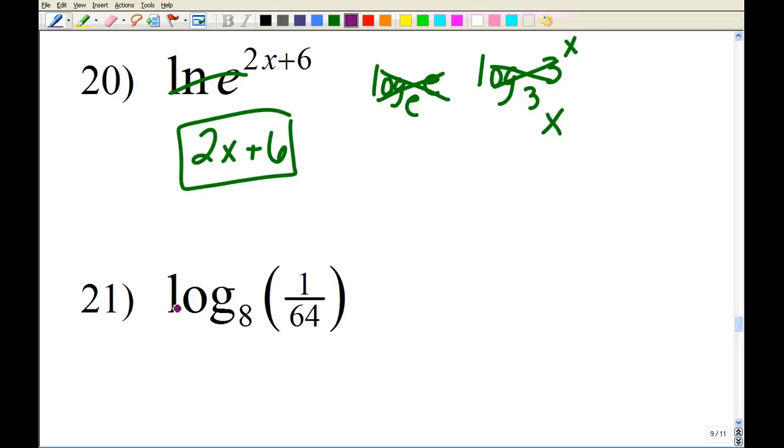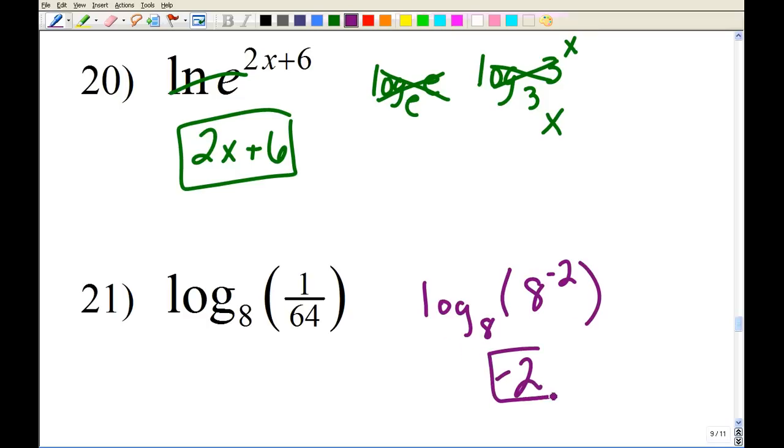21. Log base 8 of 1 over 64. So I'm thinking this is log base 8 of, so 8 squared would get me to 64, but 8 to the negative 2 would get me to 1 over 64. So log base 8 of 8 to the negative 2 is equal to negative 2. I know that looks a little different than how I've written it before, but that's just another way you can look at it. 8 to what power gives me 8 to the power of negative 2. So that negative 2 right there.